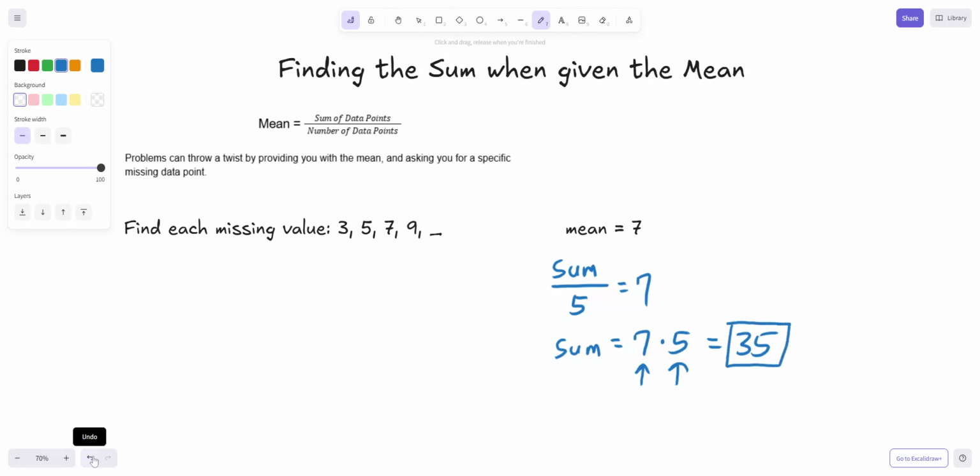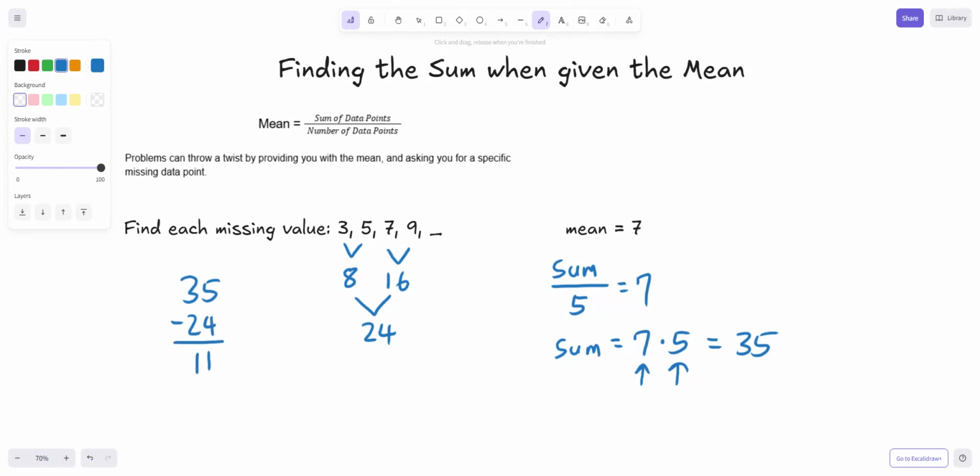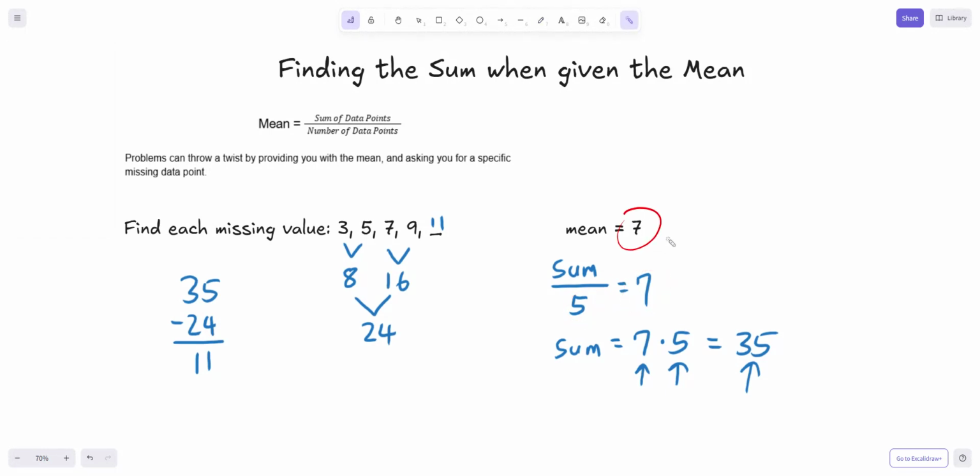So now we know that the 5 numbers should add up to 35. Well, we know 4 of them, right? 3 plus 5 is 8, 7 plus 9 is 16, 8 plus 16 is 24. So 4 of the numbers add up to 24. All 5 numbers should add up to 35. So we subtract them, 35 minus 24, and we get 11. So the last number is 11. If you add up all 5 numbers, you should get 35, and then 35 divided by 5 should equal 7, which is what our mean is. So it's just really finding the mean, but backwards.